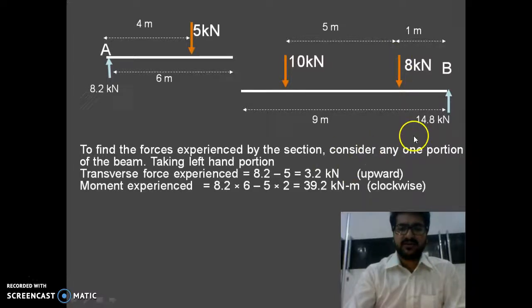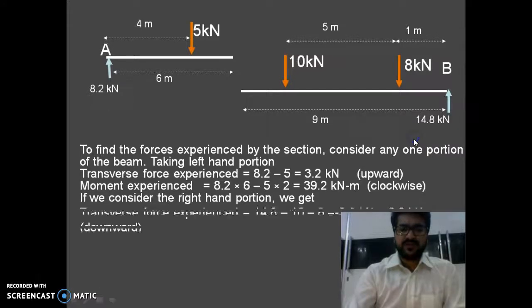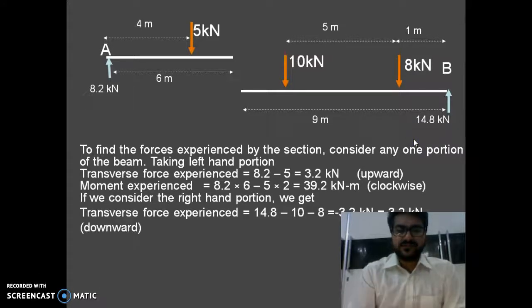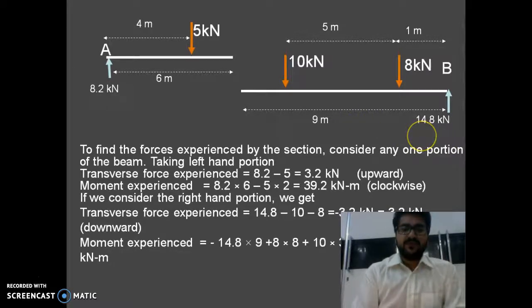Similarly, if we consider the right hand portion, the transverse force through the same convention, upward means positive 14.8, downward minus 8, downward minus 10, the net is 3.2 kilonewton, which will be in the downward direction, as it is dominating over the 14.8 kilonewton. And similarly, calculating the moments, we will be getting the answer 39.2 kilonewton meter.